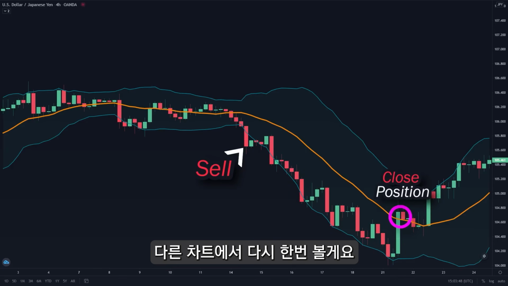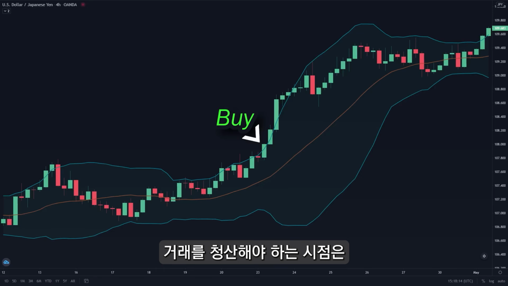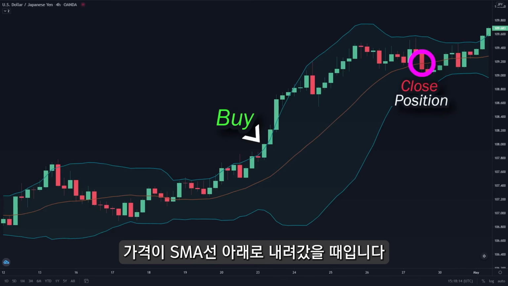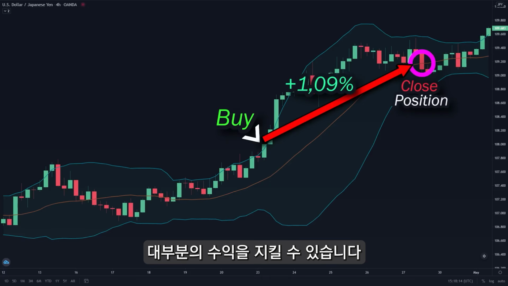Let's see this one more time in another chart. Let's say you took a long position here. So you want to close your trade once the price broke below the middle SMA line. Notice how by using this exit strategy, you were able to close your trade early and still retained the majority of your profits.